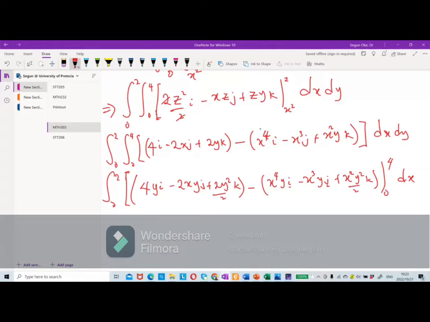dx. So I can substitute my value easily. This cancels this. Upper limit minus lower limit. Lower limit here will be 0, so we don't need the lower limit in this case. So we can go ahead, let's substitute.